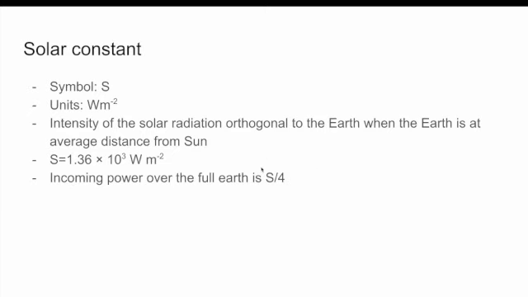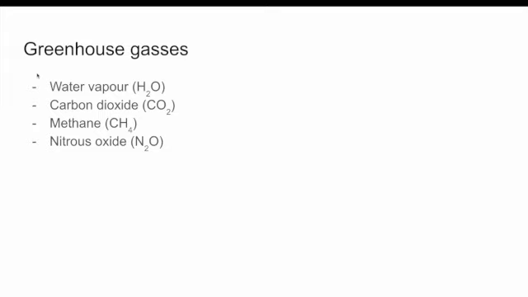So that's it. And lastly, we just covered the greenhouse gases and the greenhouse effect. This is very simple. The 4 greenhouse gases that you need to know are water vapor, carbon dioxide, methane, and nitrous oxide.